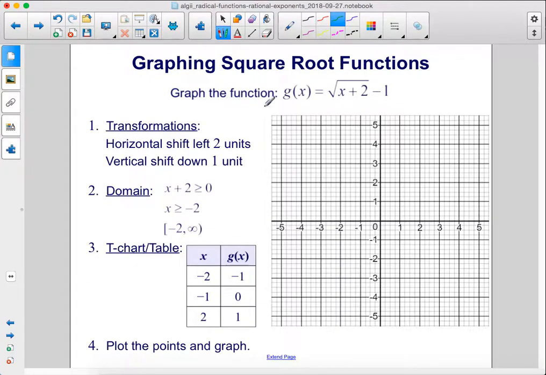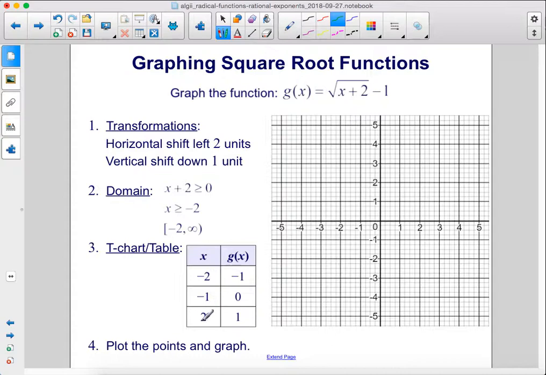Here we're going to graph the function g of x equals the square root of x plus 2 minus 1. So the transformations, if we have our parent function, we just do a horizontal shift left 2 units and then a vertical shift down 1 unit. Our domain would be x plus 2, so we do the radicand here, set that greater or equal to 0, solve for x, and we see our domain is negative 2 to positive infinity.